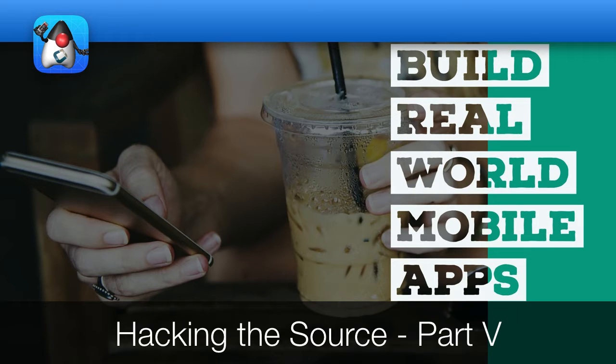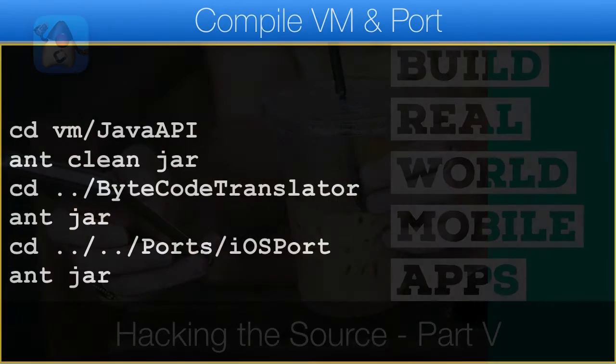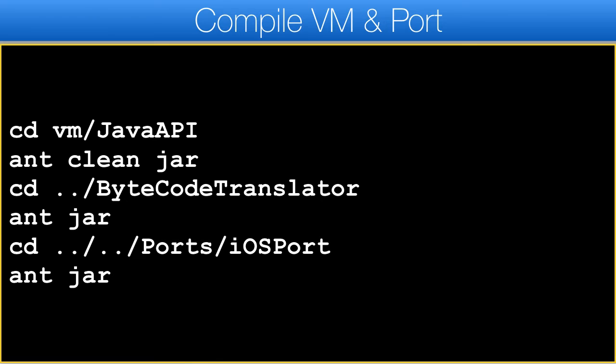The iOS app is surprisingly easy when compared to the Android app. There are some nuances, but overall the process is pretty simple. First, we need to compile the VM and port. So we need to go back to the cn1 directory and execute these commands.